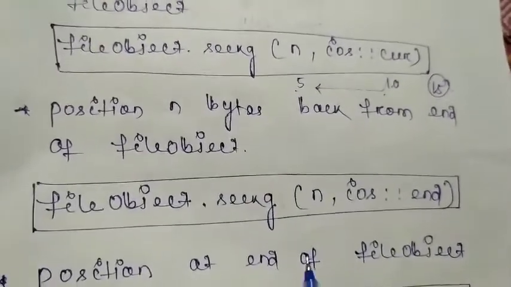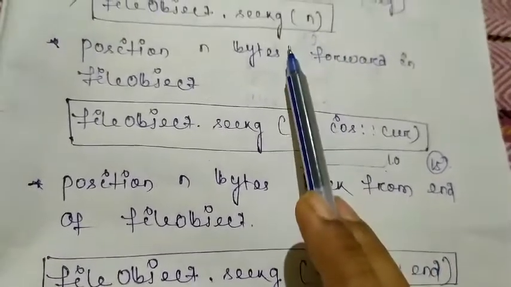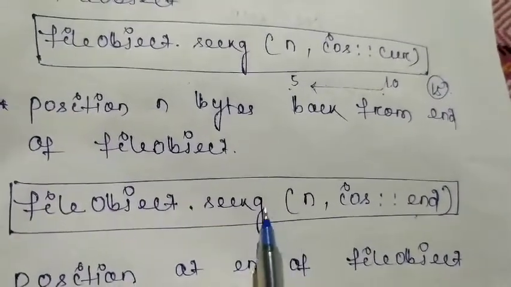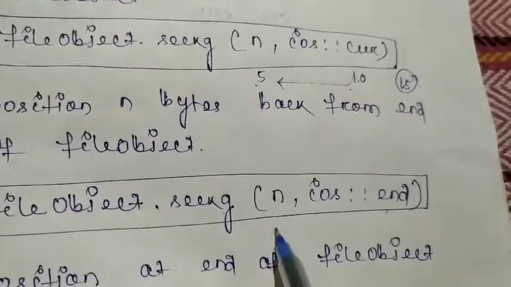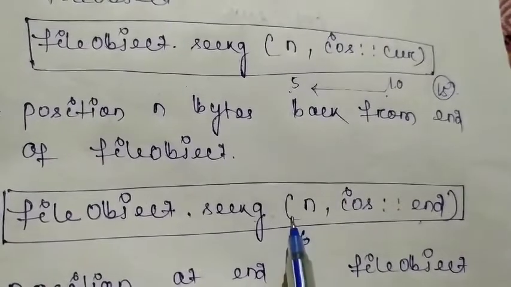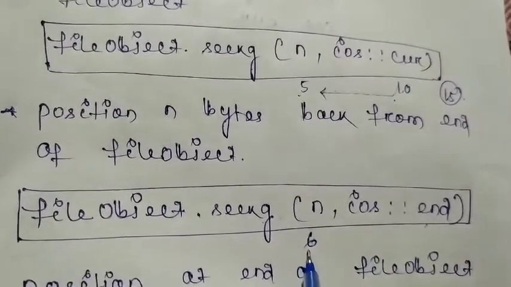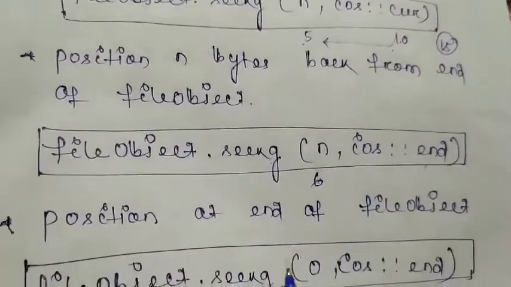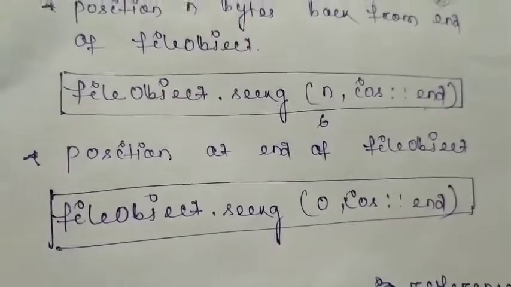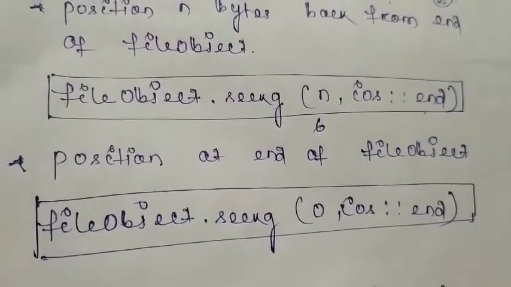Okay, then positioning n bytes back from the end of the file object. Here is the beginning, here is the current position, here is the end. So it will move n bytes. Let's say I provide 6, then it will move the get pointer to the 6th byte from the end. And if we want to determine the end of the file, that means the 0th byte from the end. That means it is completely the end.